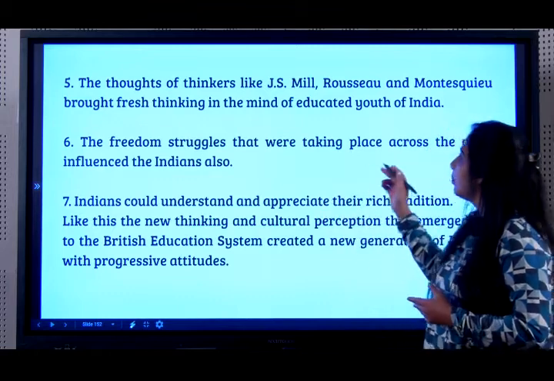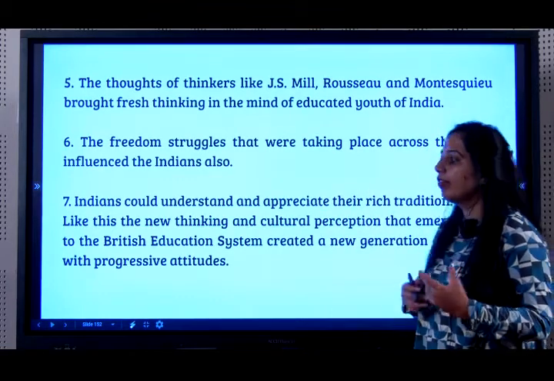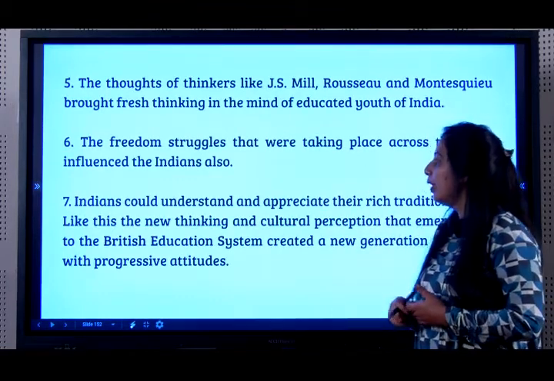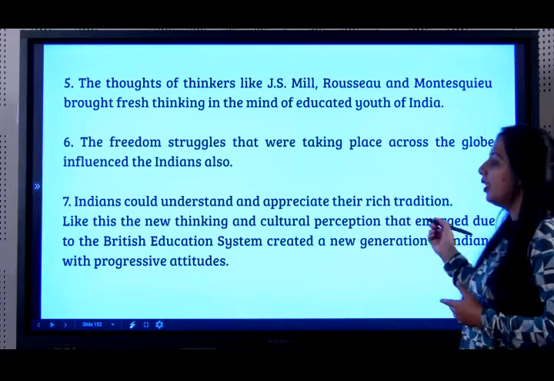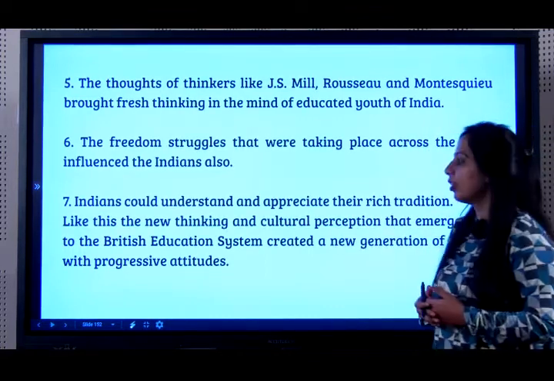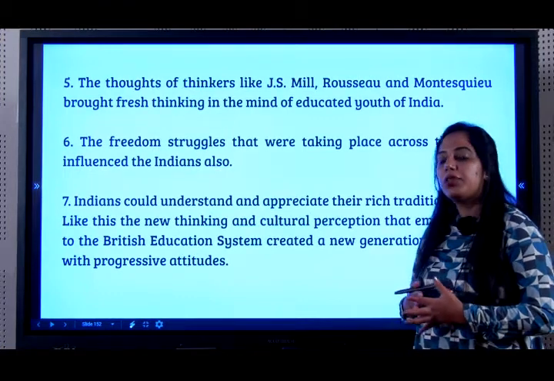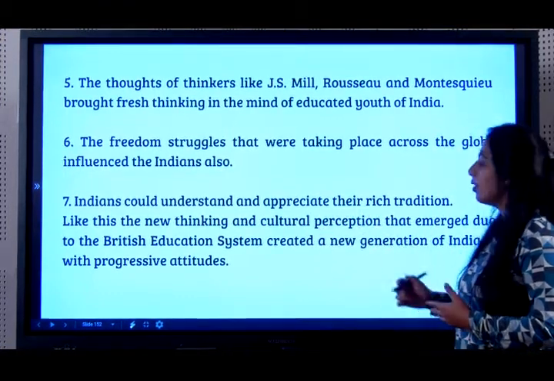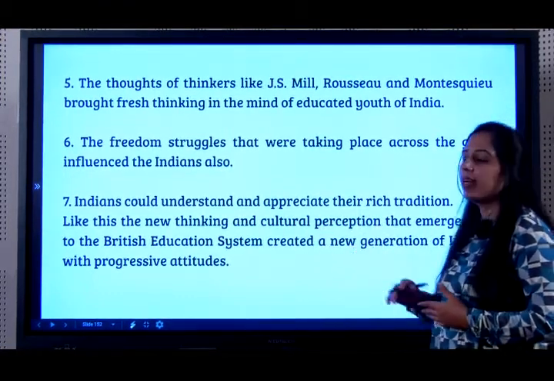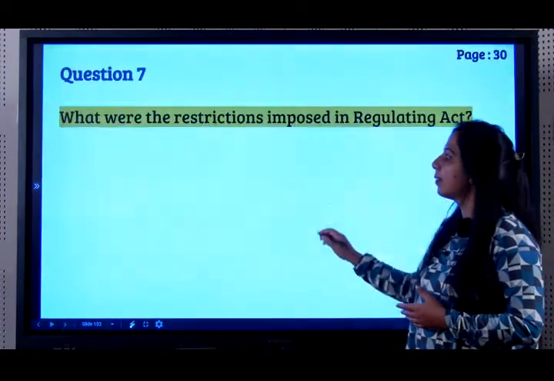The freedom struggles that were taking place across the globe influenced Indians also. Indians could understand and appreciate their own rich tradition. So like this, the British education brought new thinking and cultural perception and progressive attitudes amongst the Indians.